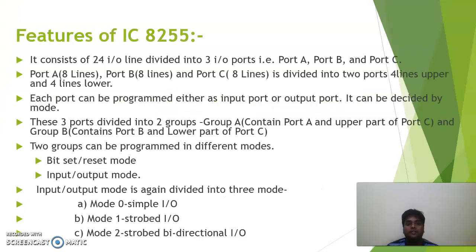Now we will start with the basic features of 8255. Actually, 8255 basically contains three ports: port A, port B, and port C. Each port has 8 lines, that means a total of 24 input output lines in the 8255 interface. Out of these three ports, each of port A, port B, and port C is divided into two parts, that means 4 lines upper part and 4 lines lower part. And all these three ports can be programmed either as input port or output port.